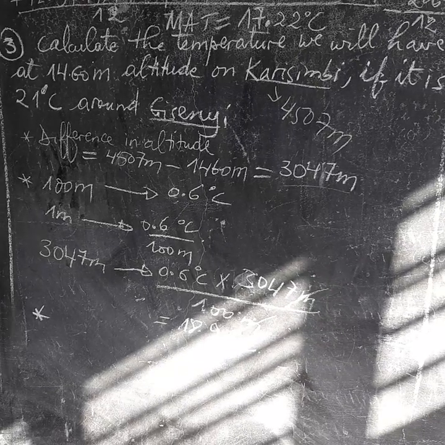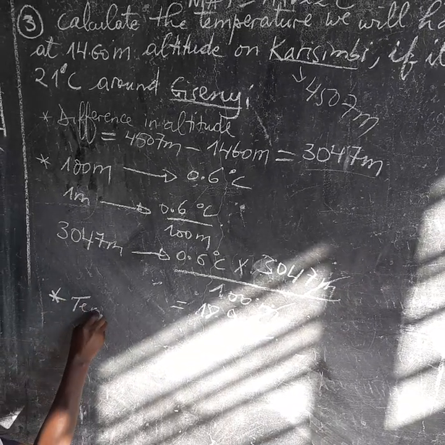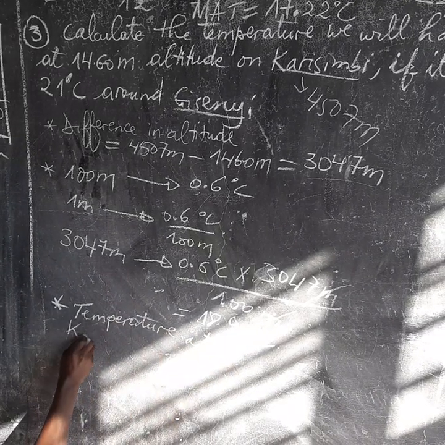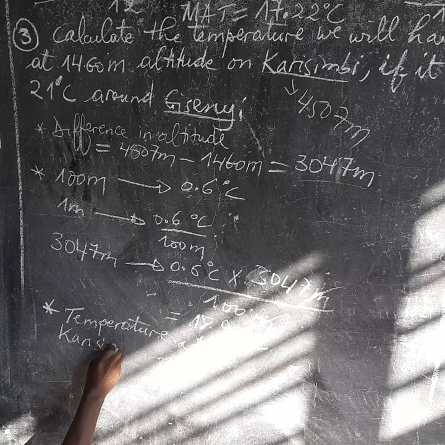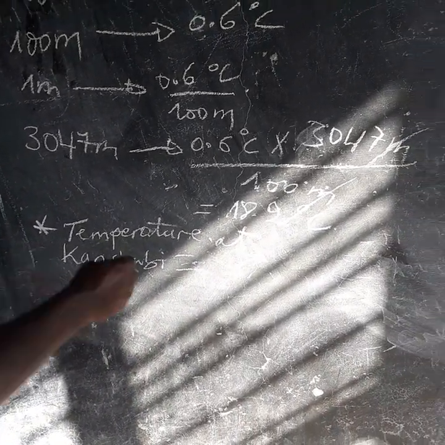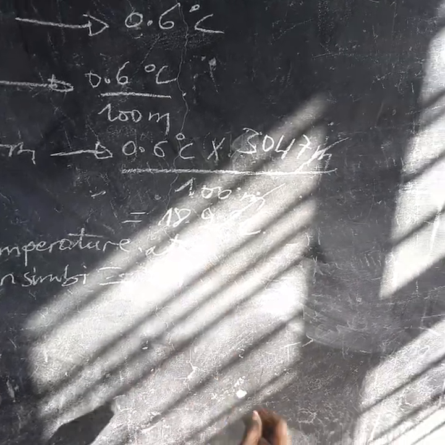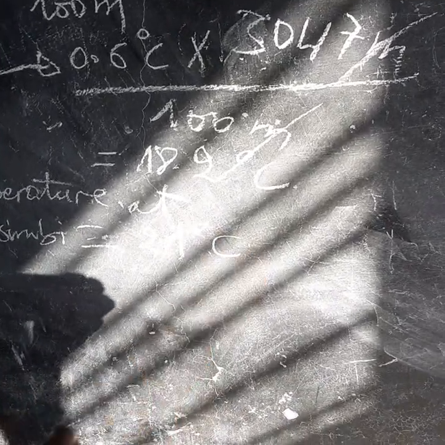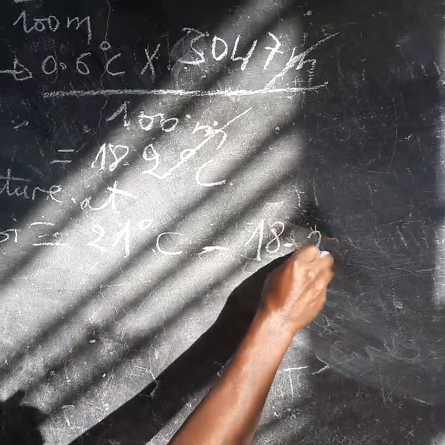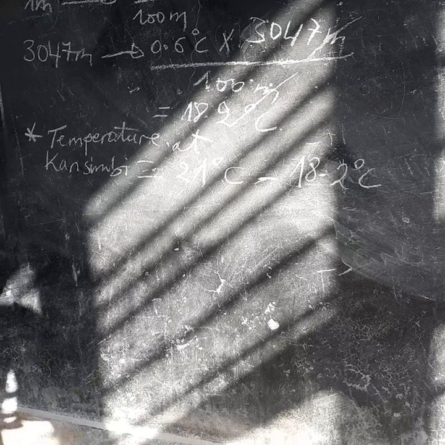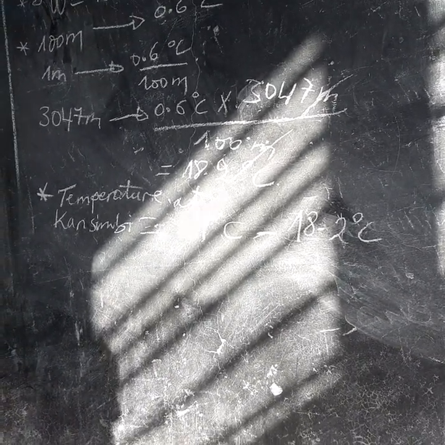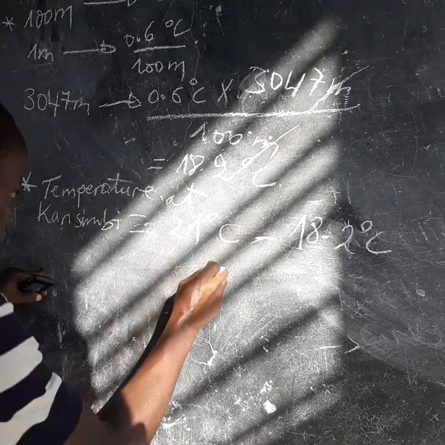So that's why we are going to say the temperature at Karisimbi will be equal to the temperature they give you in the question, which is 21 degrees Celsius minus 18.2 degrees Celsius. When you take 21 minus 18.2 degrees Celsius, the answer is equal to 2.8 degrees Celsius.